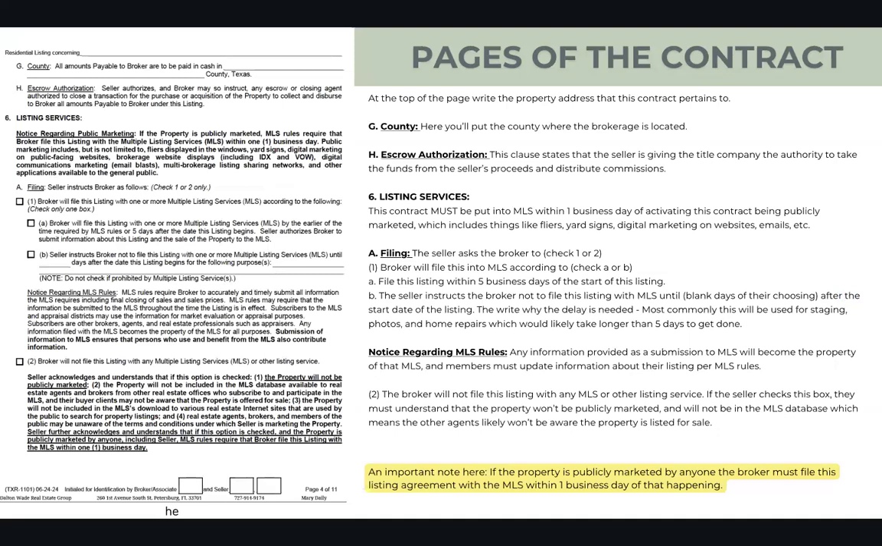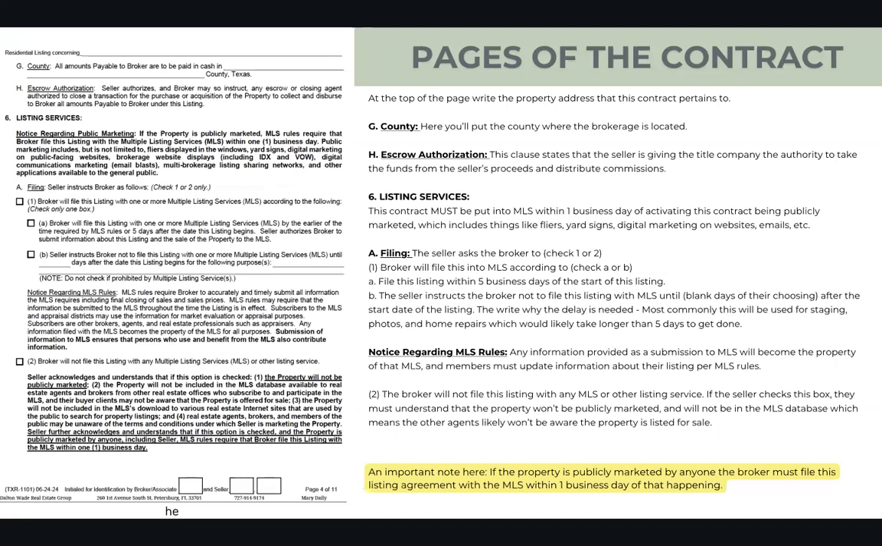G is the county. So here you'll put the county where the brokerage is located. H is the escrow authorization, which states that the seller is giving the title company the authority to take the funds from the seller's proceeds and distribute commission.